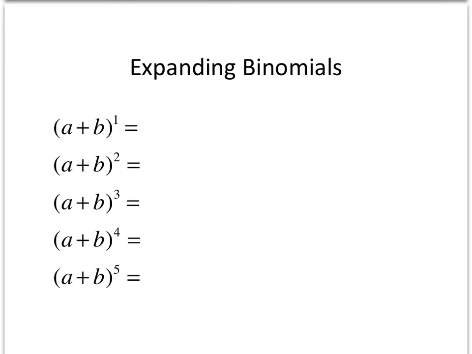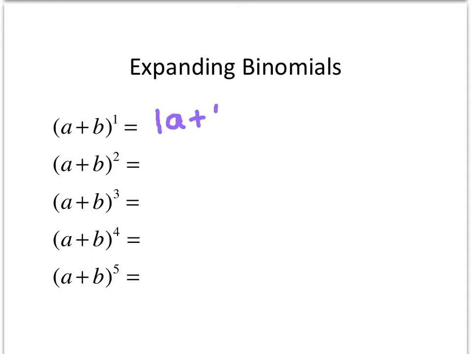So we're going to use Pascal's triangle to expand binomials. Just in case you don't remember, a binomial is a polynomial with just two terms. So if you look at all of our parentheses, we have a plus b. There's your polynomial with just two terms in it. Now we're going to expand each one of them. First one's pretty easy. a plus b to the first power would just be 1a plus 1b.